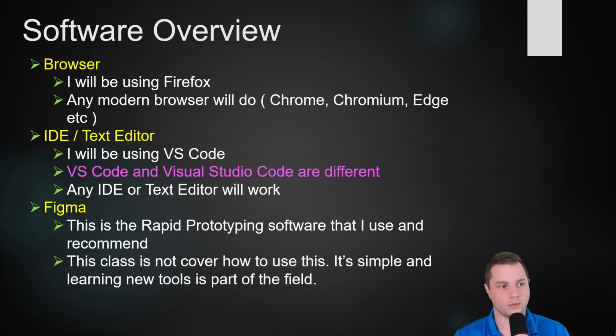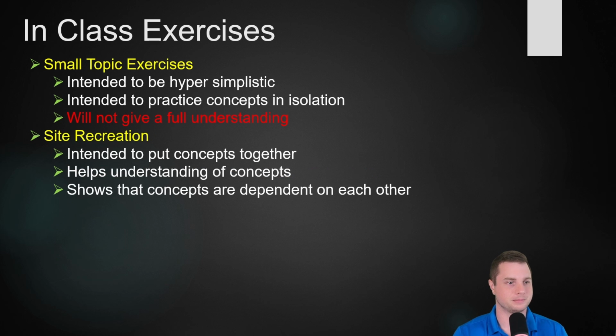Okay, software overview. I'm going to be using Firefox. Most people use Chrome or Chromium. That's fine. It's just going to look a little bit different. IDE or text editor, I'm going to be using Visual Studio Code. Visual Studio is different than Visual Studio Code for the students that are taking this course. Okay, and then we're going to be using, well, at least I will be using Figma for rapid prototyping software. You can use anything else. The other popular option is Adobe XD.